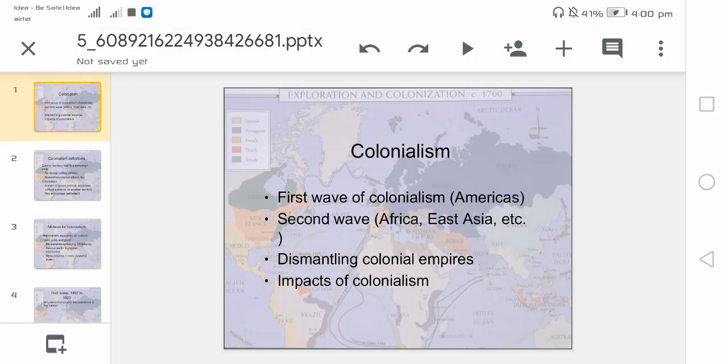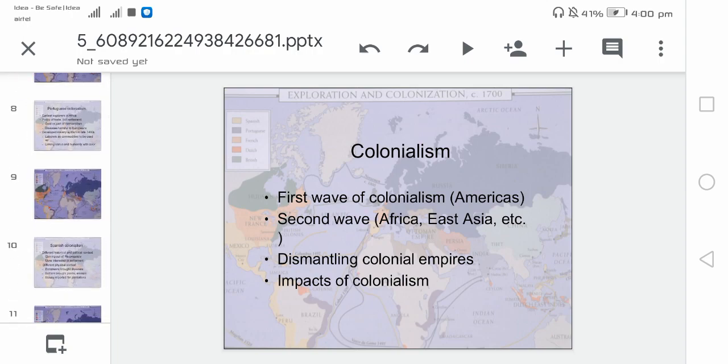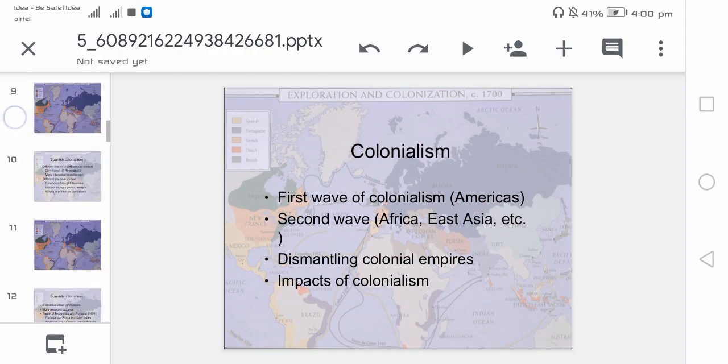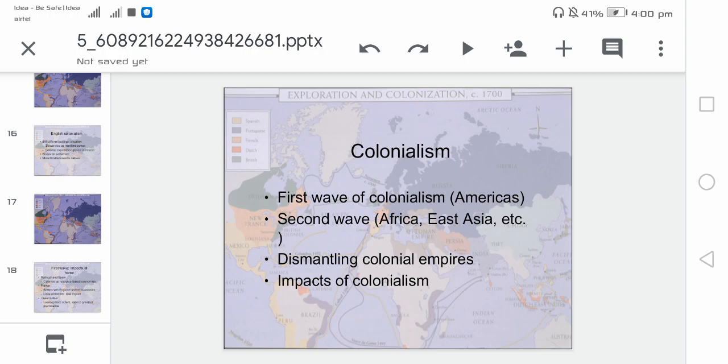Hello, literature lovers. Today I'm going to discuss colonialism, and it contains lots of waves. Starting with the first wave, colonialism started in America, then comes the second one.